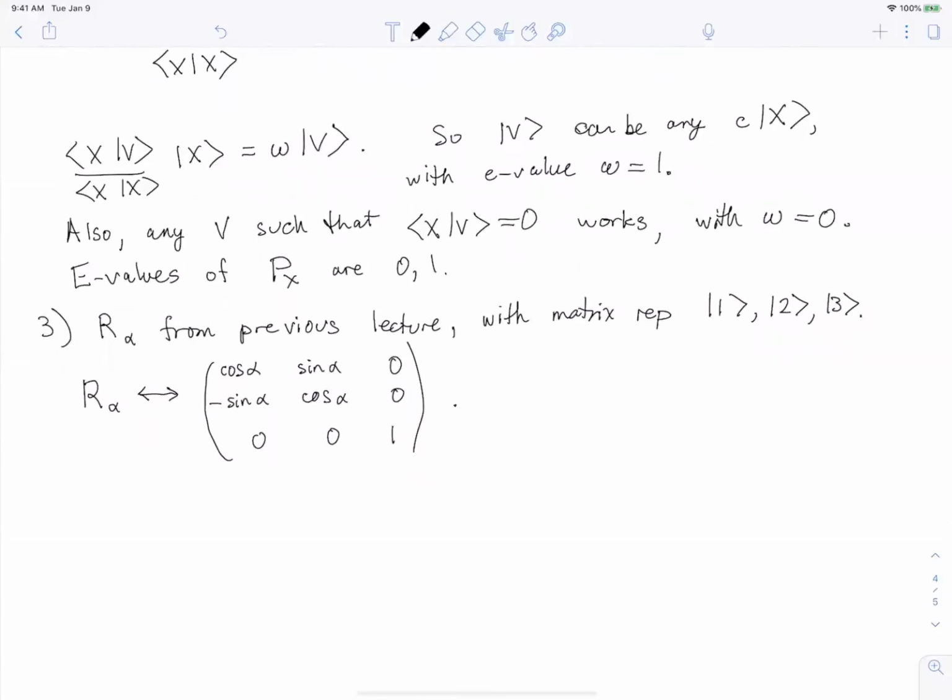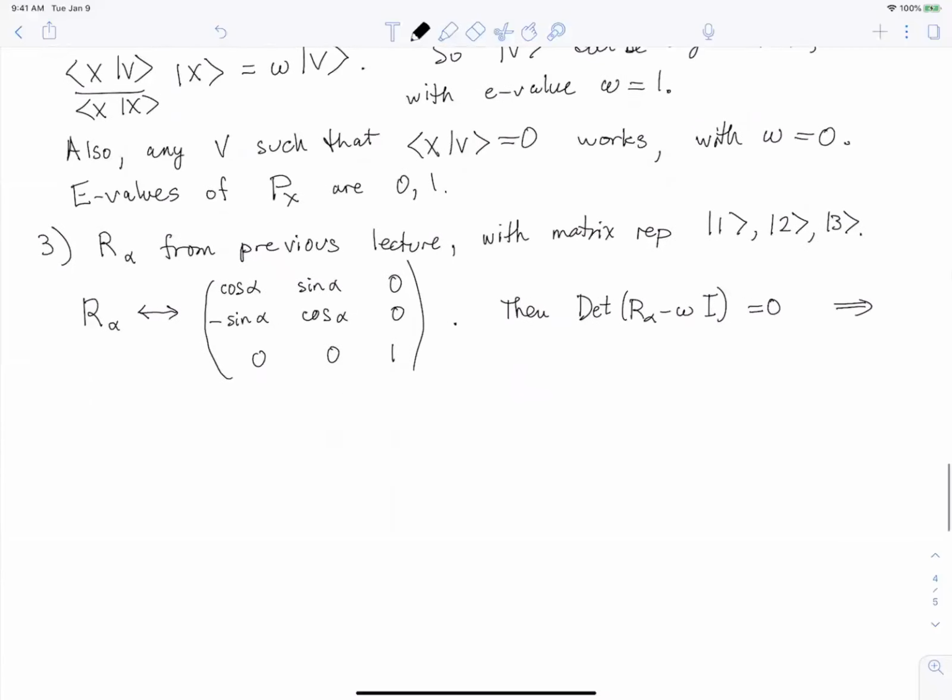And the reason a matrix representation is a good idea is because then we can write down the characteristic equation, which is the determinant of R sub alpha minus omega times I has to equal 0. And when you take that determinant, it amounts to the following equation: 1 minus omega times 1 minus 2 c sub alpha omega plus omega squared, where c sub alpha is cosine alpha.